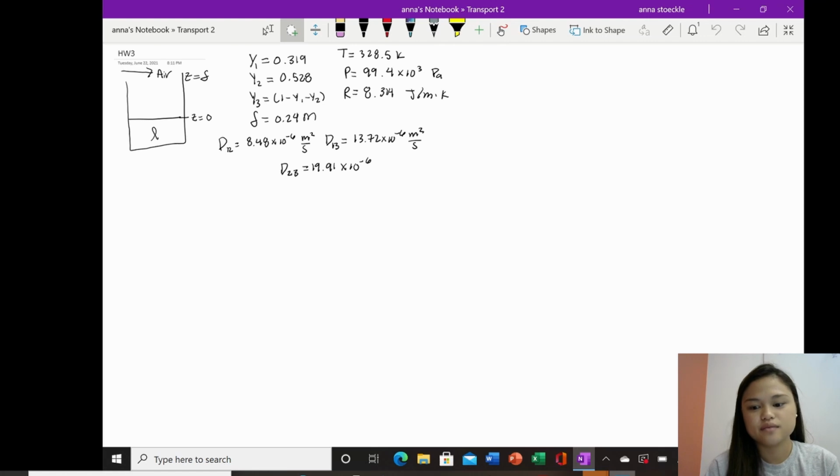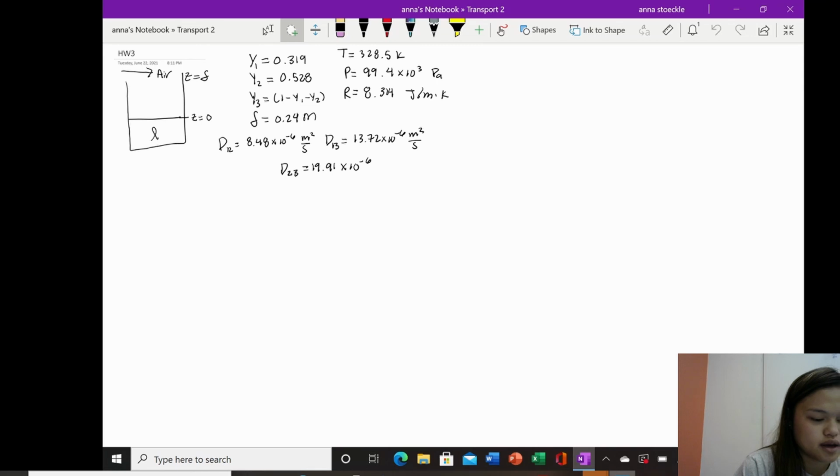Today we're going to be talking about our homework 3 for transport 2. Here's the situation: here's a tube, and there's air blowing across this tube, and at the bottom of the tube there's a liquid mixture of methanol and acetone. The mixture evaporates to the top of the tube, where that stream of air is in excess. At the liquid interface, Z is equal to 0, and the total distance of the vapor phase is where Z is equal to delta.